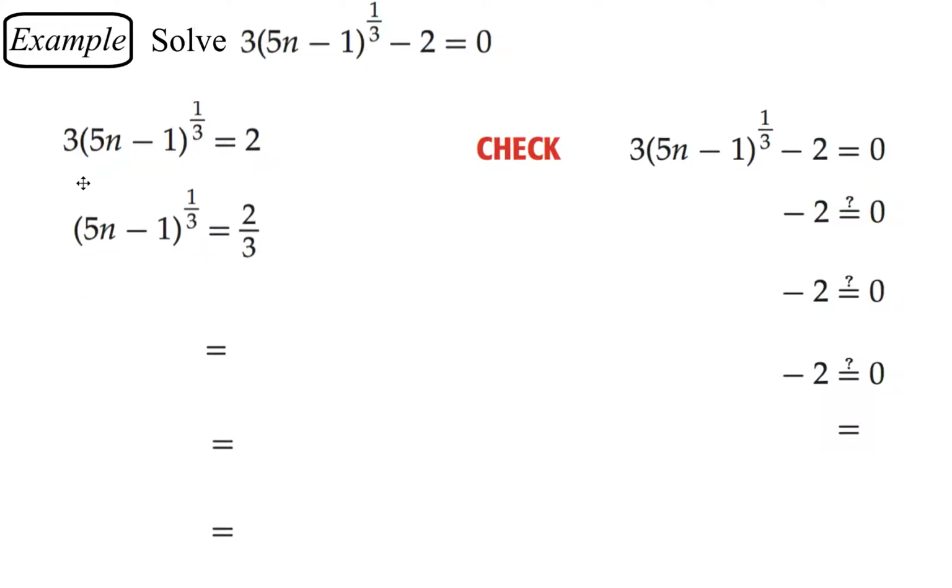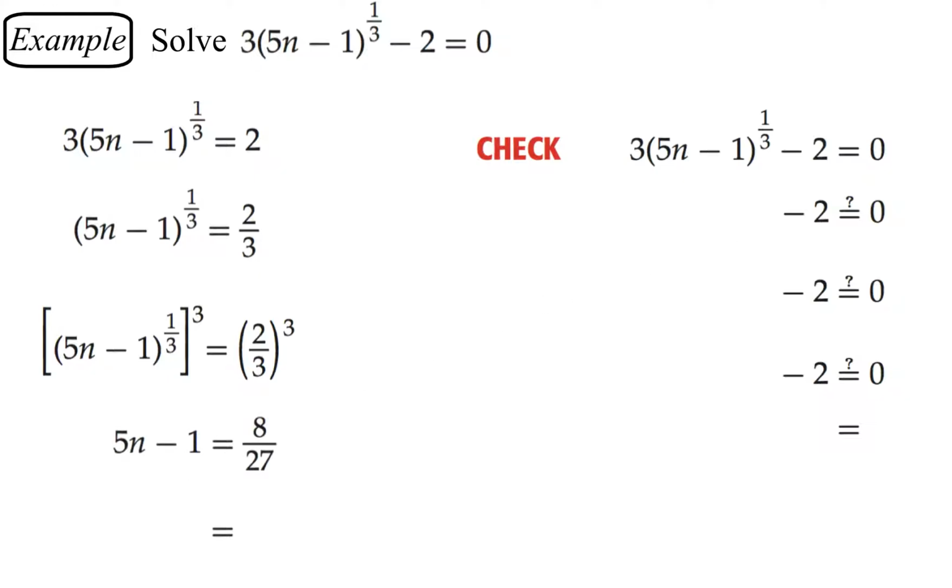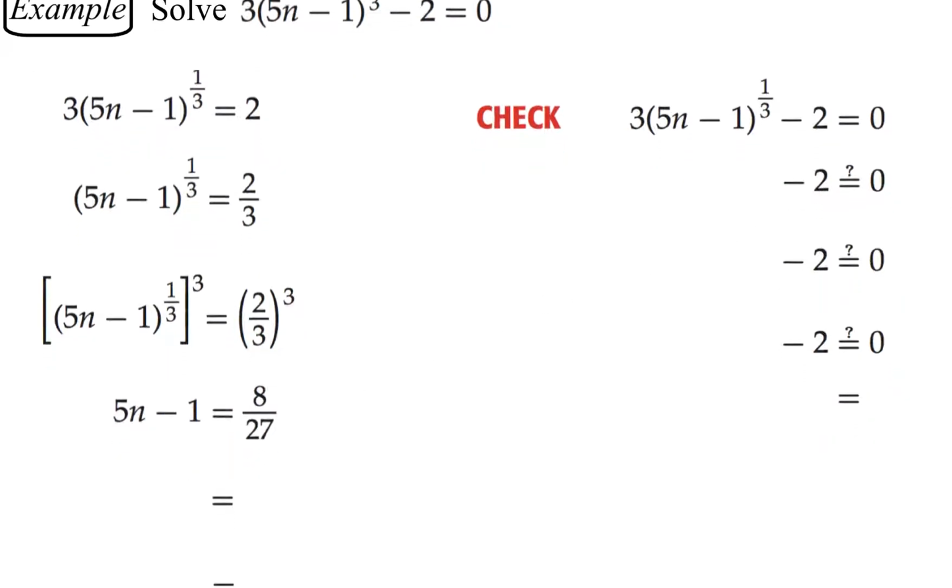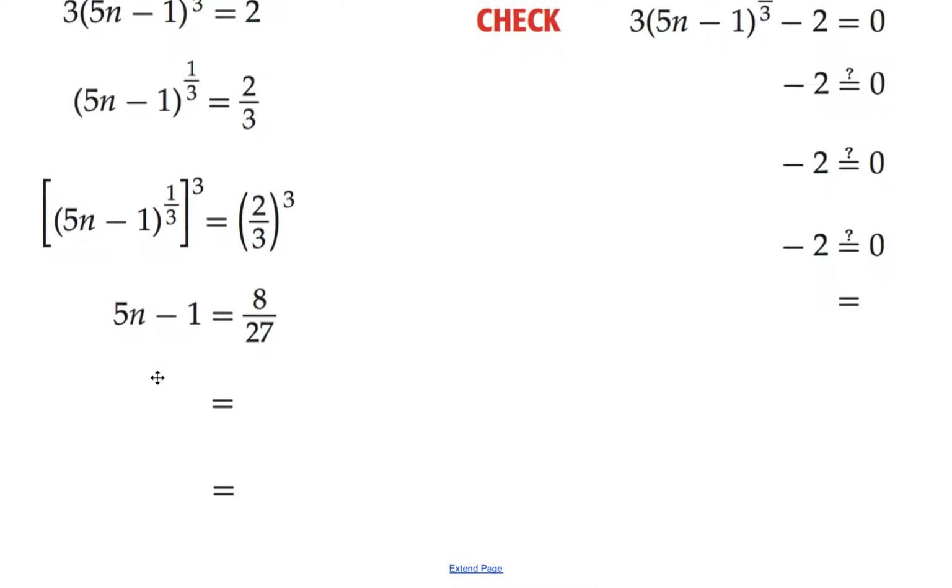Well, I need to raise this to a power to get rid of that 1/3. So raise it to the 3rd power. That's the reciprocal of 1/3. And whatever you do to one side, you must do to the other. So now these completely cancel out. On the right-hand side, 2 to the 3rd is 8, and 3 to the 3rd is 27. So you're going to have to remember your perfect cubes when you're dealing with some of these.